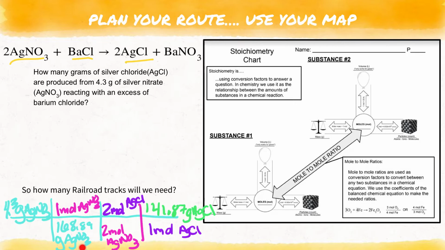So once I've got that, I'm going to use the coefficients of the balanced chemical equation to cancel out my moles of silver nitrate to get my moles of silver chloride. And then I'm going to use the molar mass of silver chloride here in order to figure out the amount of grams that are produced from 4.3 grams of silver nitrate. So when you do the math, you get 3.61 grams silver chloride.